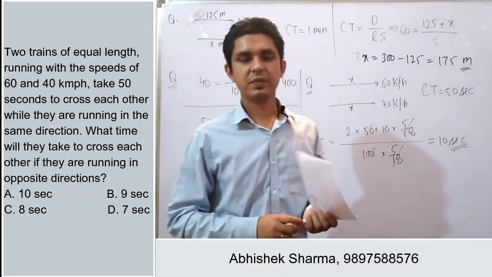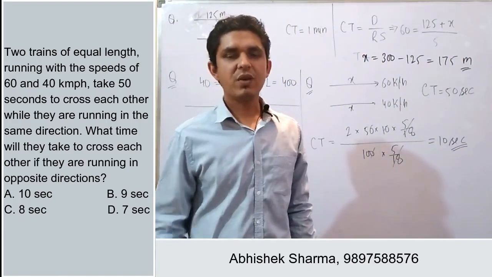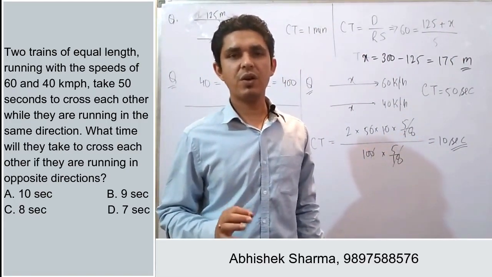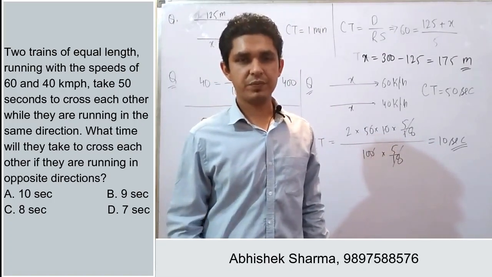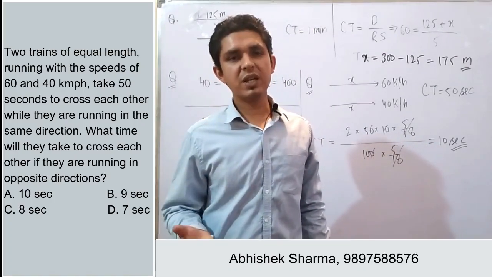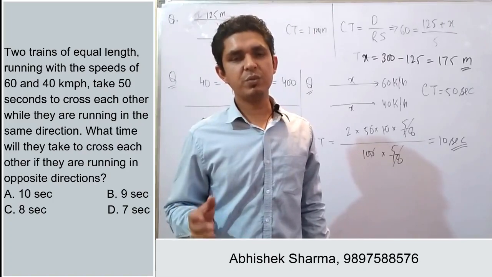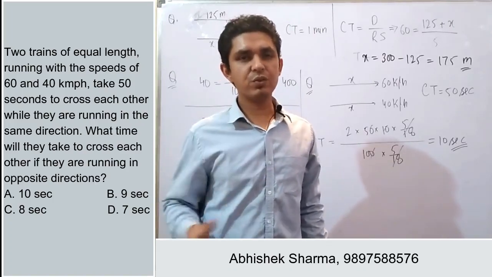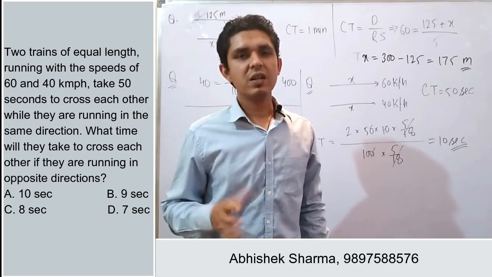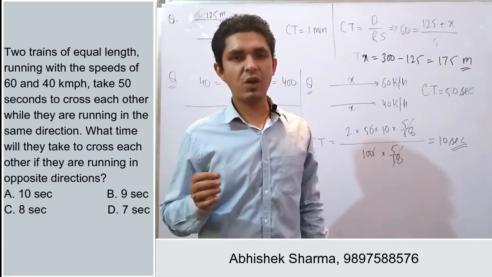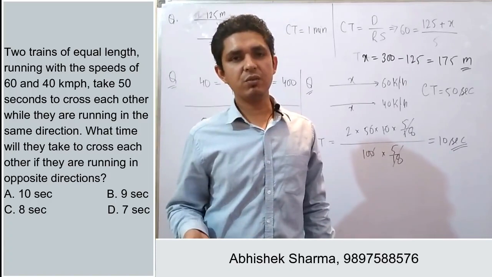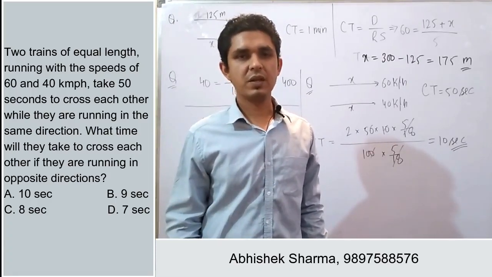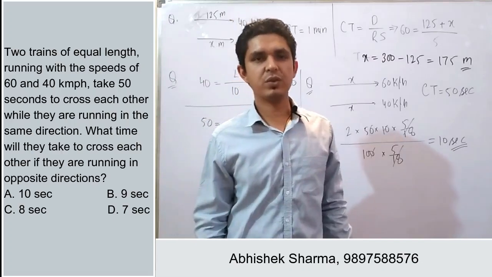Right? Any problem in this question? Ultimately, what we are doing, we are just using the formula of crossing time. And the other thing that we have to keep in mind, all the units should be same. If we have to find the answer in meter, then all the units should be converted in meter per second. If we have to find the answer in kilometer, then all the units should be converted in kilometers per hour. Right? Okay, coming to the next question.